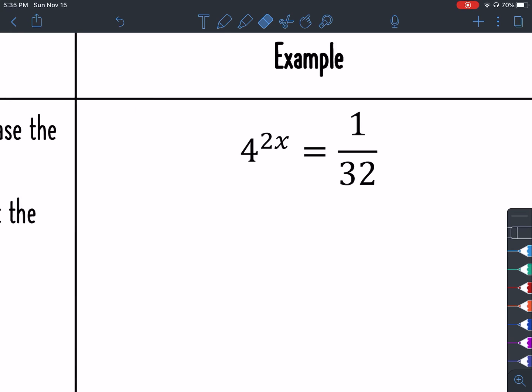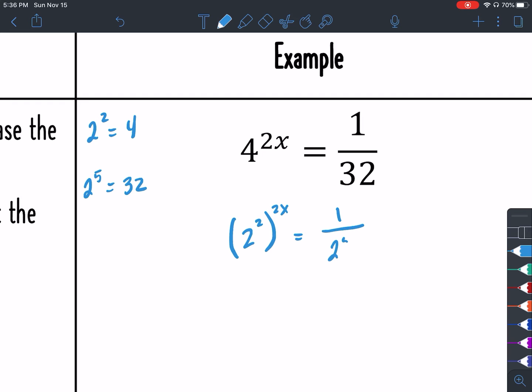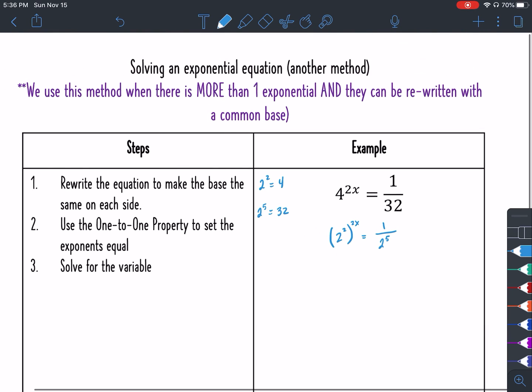I know that I can rewrite 4 as 2 squared. So I wonder, can I rewrite 32 as 2 to the something? And using my math knowledge, I know that 2 to the 5th is equal to 32. So that's what I'm going to do here: I'm going to rewrite 4 as 2 squared, and I'm going to rewrite 32 as 2 to the 5th. So we've now rewritten them to make the base the same.